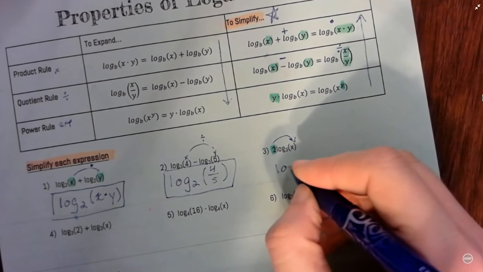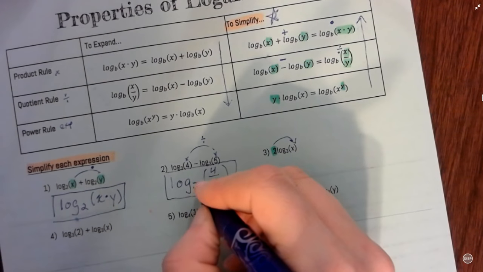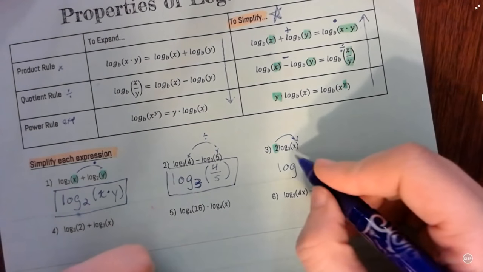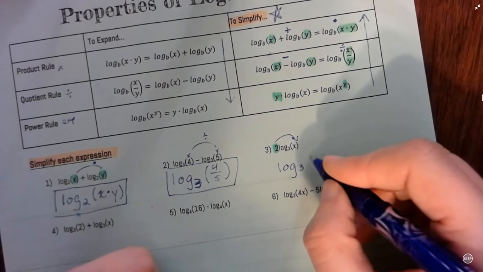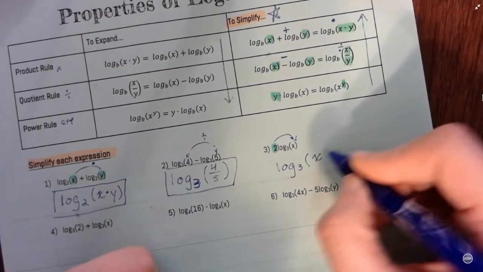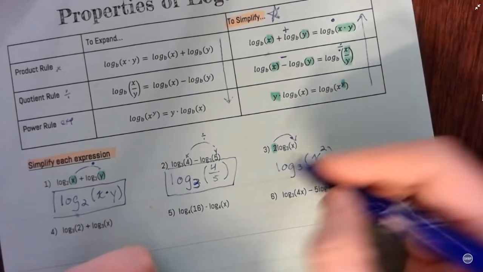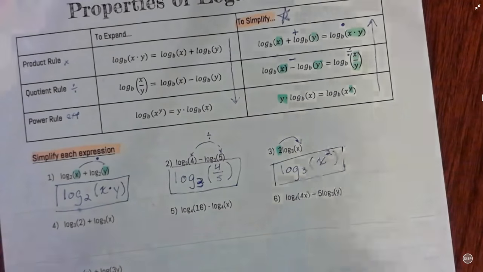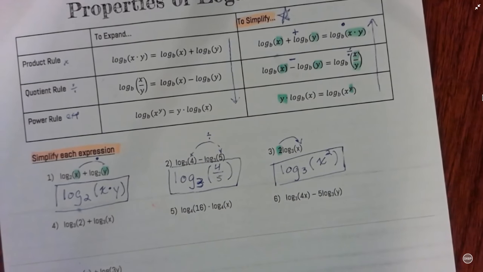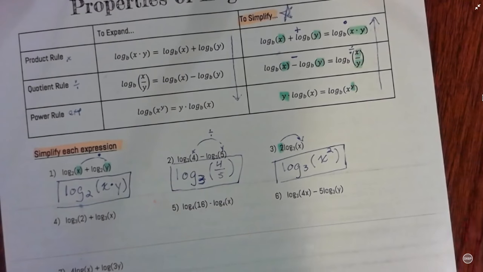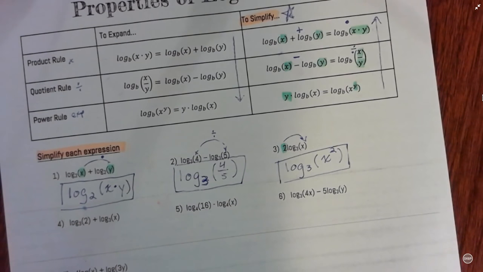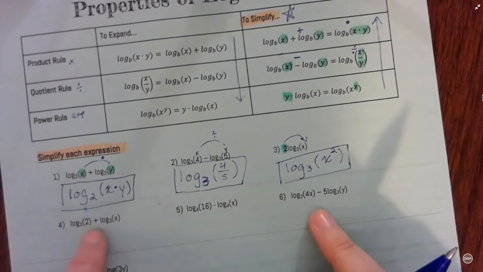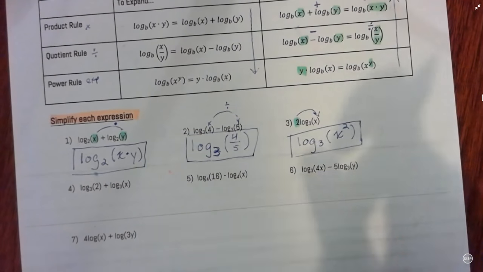So that gives me log base, oops, that was base 3. I wasn't even paying attention. Sorry, make that a 3. So log base 3 of x and then squared. And that is how you simplify those. So we're going to do 6 together. And I'm going to let you guys try 4, 5, and 7.